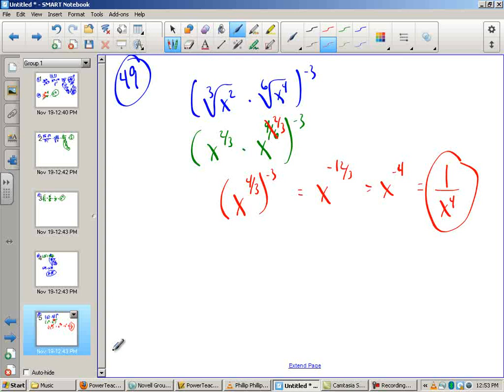Guys, I know I went kind of quick through that, but the rules are rules we've dealt with in the past. It's just applying it to the specific problems with division and these fractional exponents.